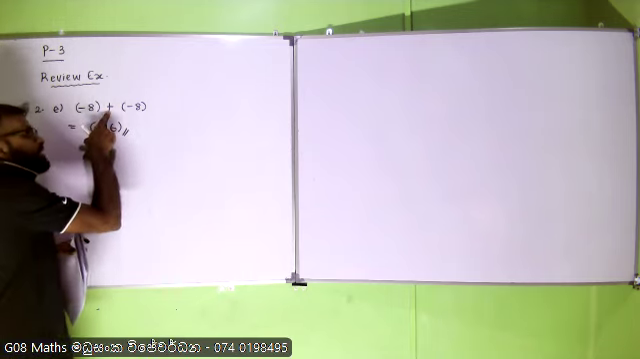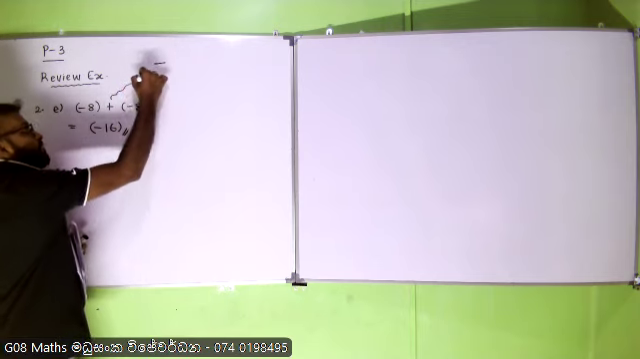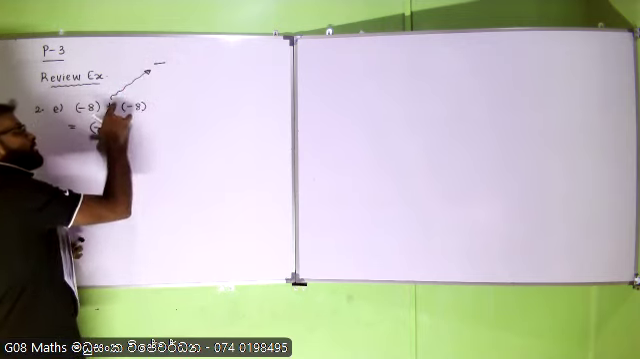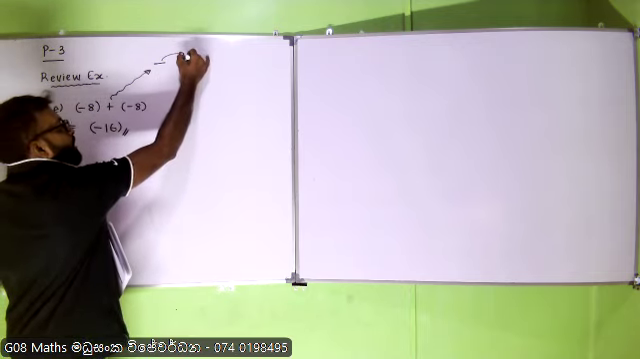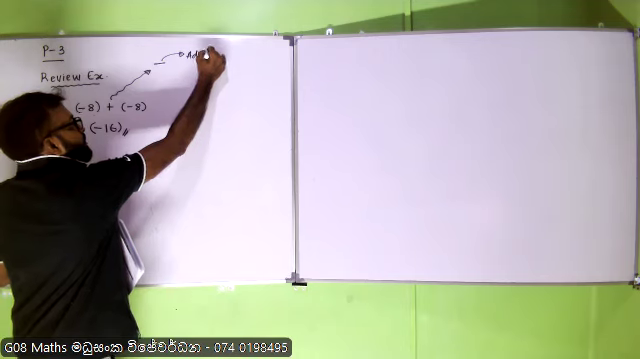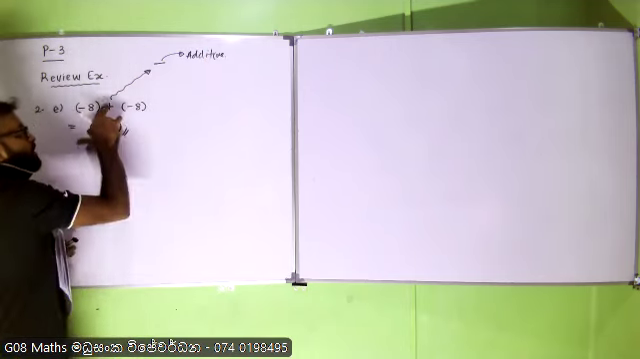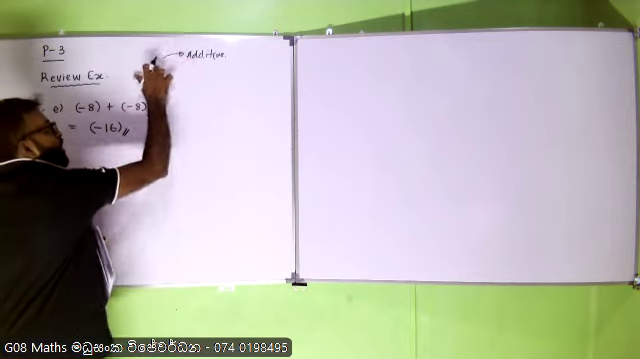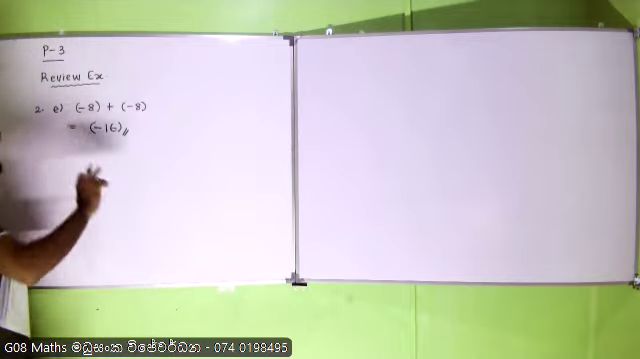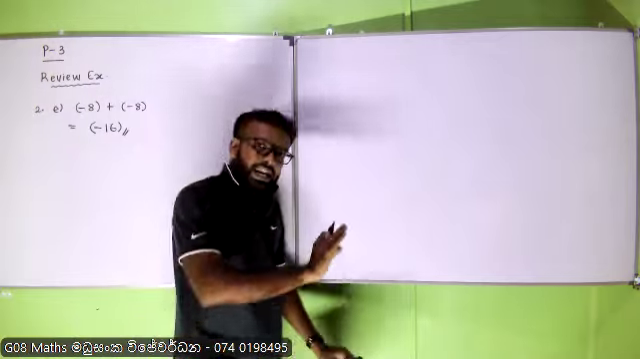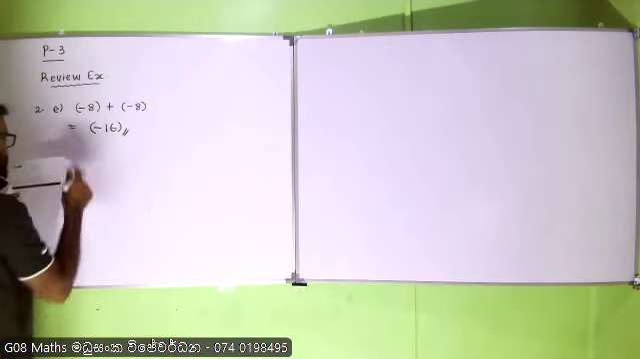Because this is addition. If this addition becomes subtraction, then you have to use what? Additive inverse. If you have subtraction, you have to use additive inverse. But this is addition. You know how to do addition anywhere, right? So the answer should be -16.